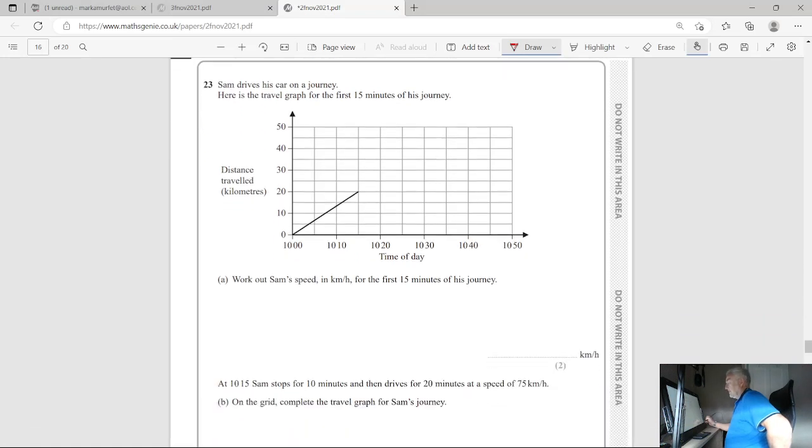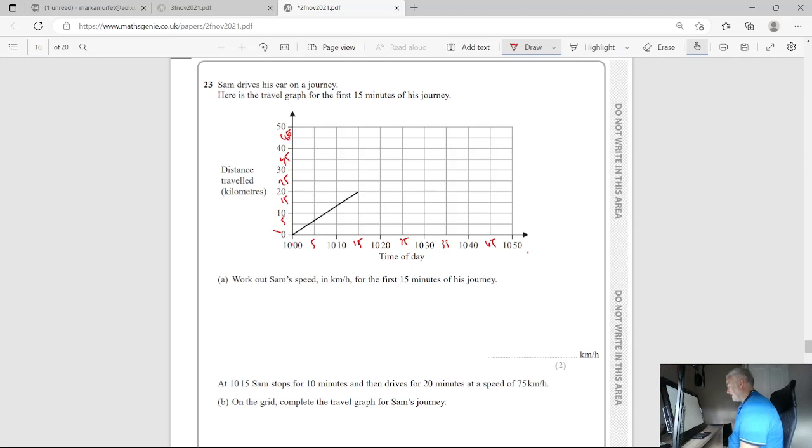Number 23. Sam drives his car on a journey. Here is the travel graph for the first 15 minutes of the journey. So we can see 5 minutes, 10 minutes, 15, 20, 25, 30, 35, 40, 45, 50. So overall my graph is 50 minutes long. Look at the increments on the kilometers. So that's going to be 5, 10, 15, 20, 25, 30, 35, 40, 45.